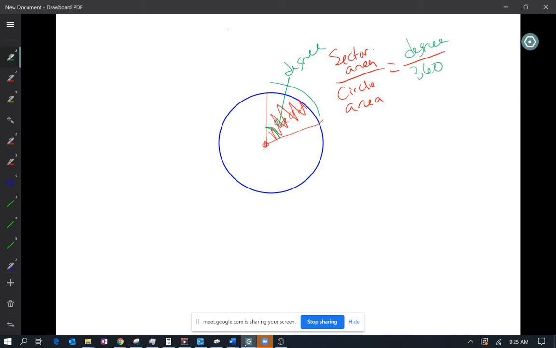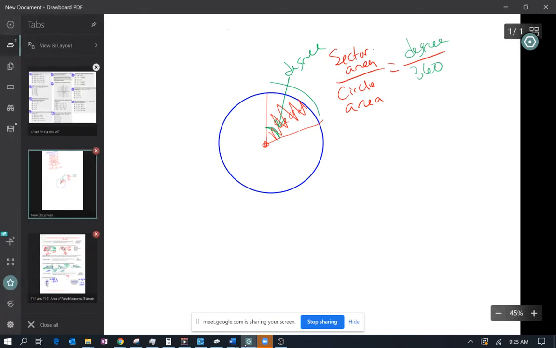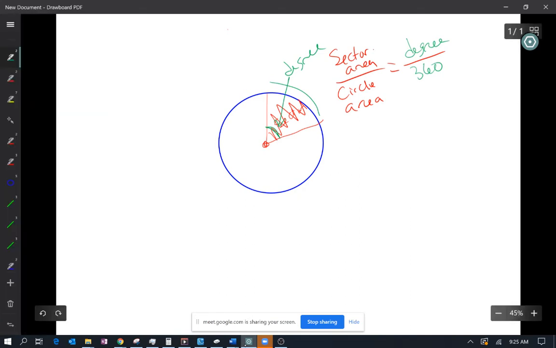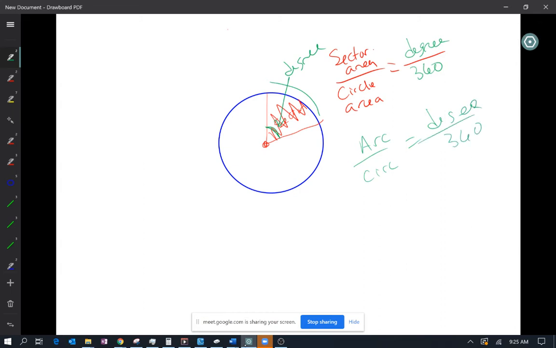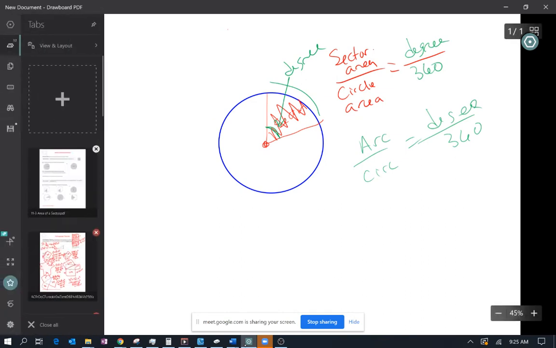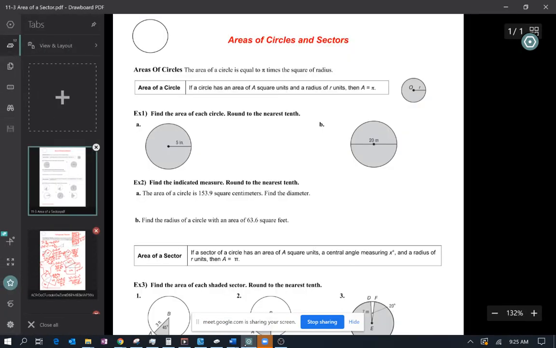That's it. You get that down, and it's basically what we did before with circumference. We said arc length to circumference was proportional to degree to 360. So it's the same concept, now it's just with areas. The areas are proportional the same way. All right, so let's just do a few of these because they're really easy.